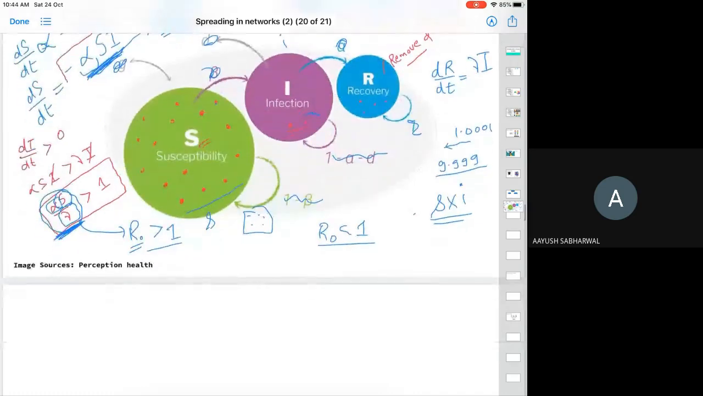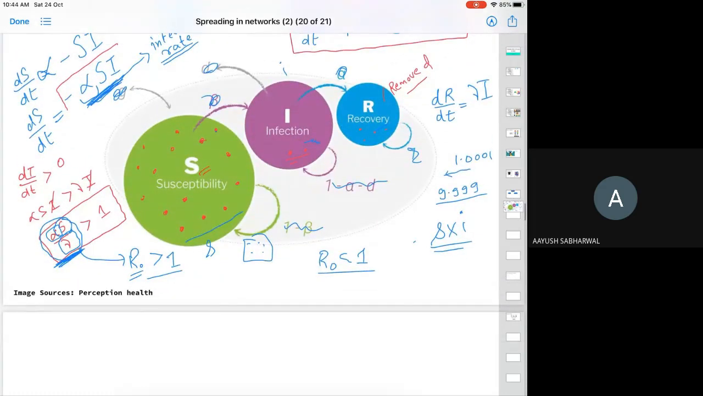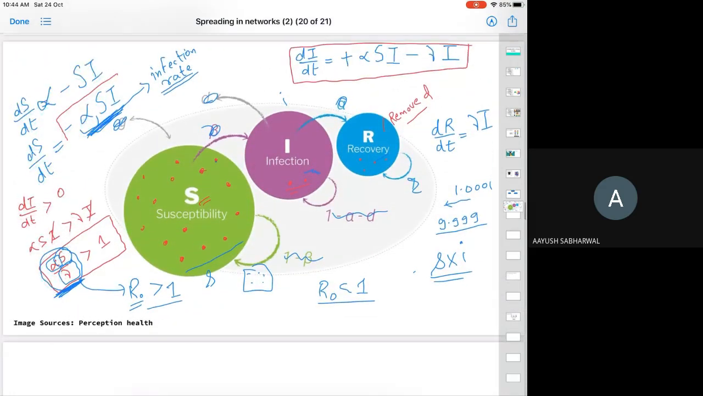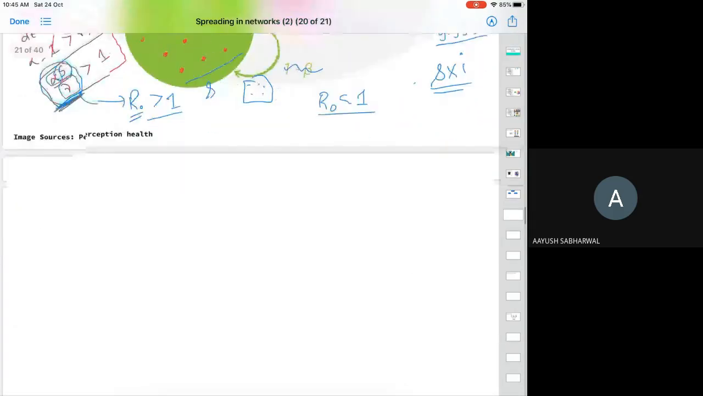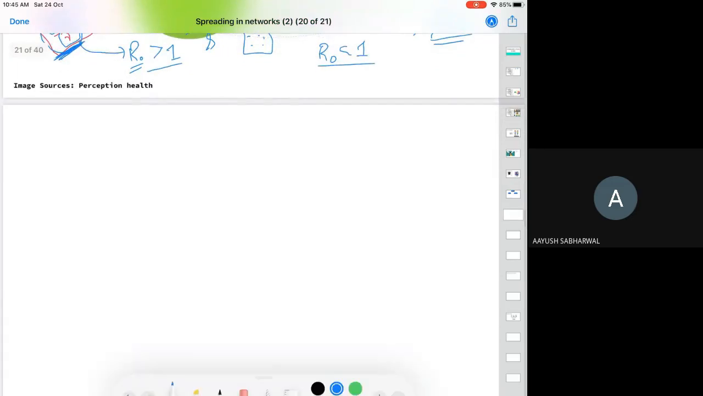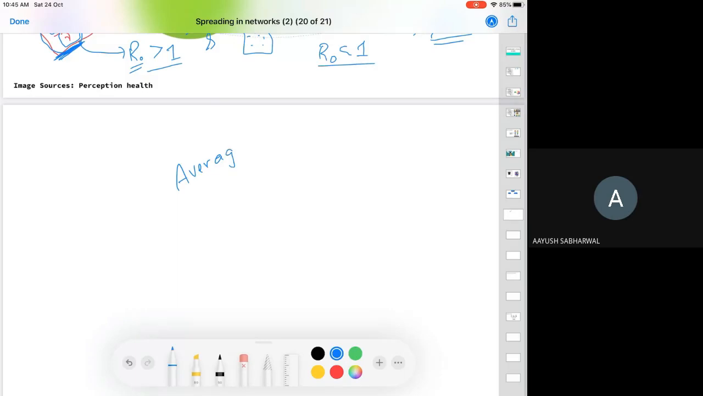So we can slightly lift this assumption even in the absence of a network. Since I did not have a contact network, we assumed that, okay, fine, anybody can infect anyone. Now we'll try to slightly lift this assumption. Now I'll say, okay, fine, I do not have the network, but what I'll do is get this number, which is the average number of connections.